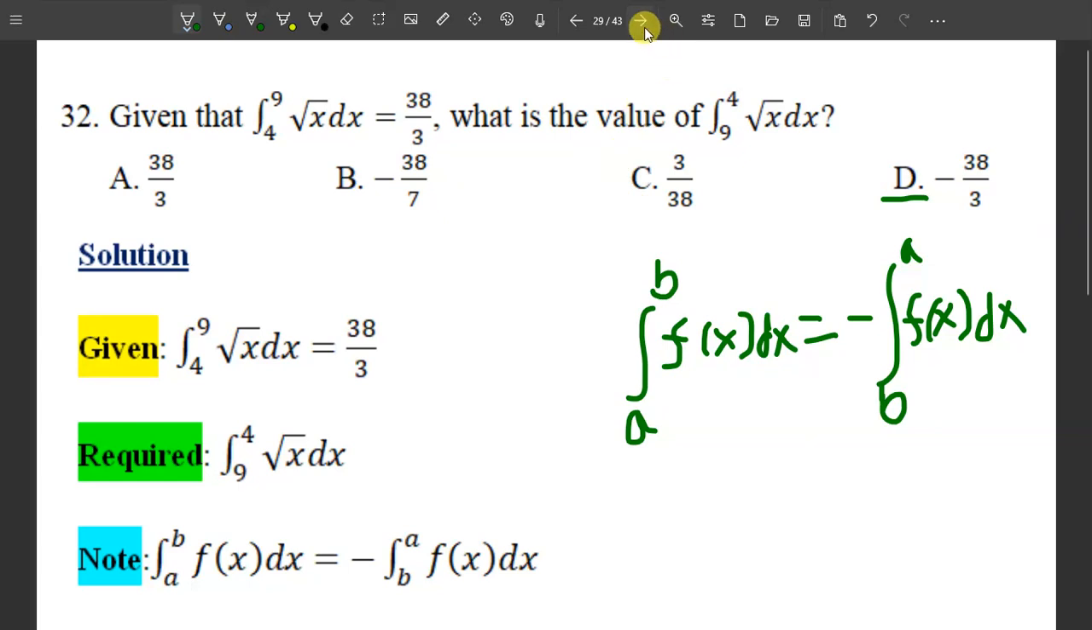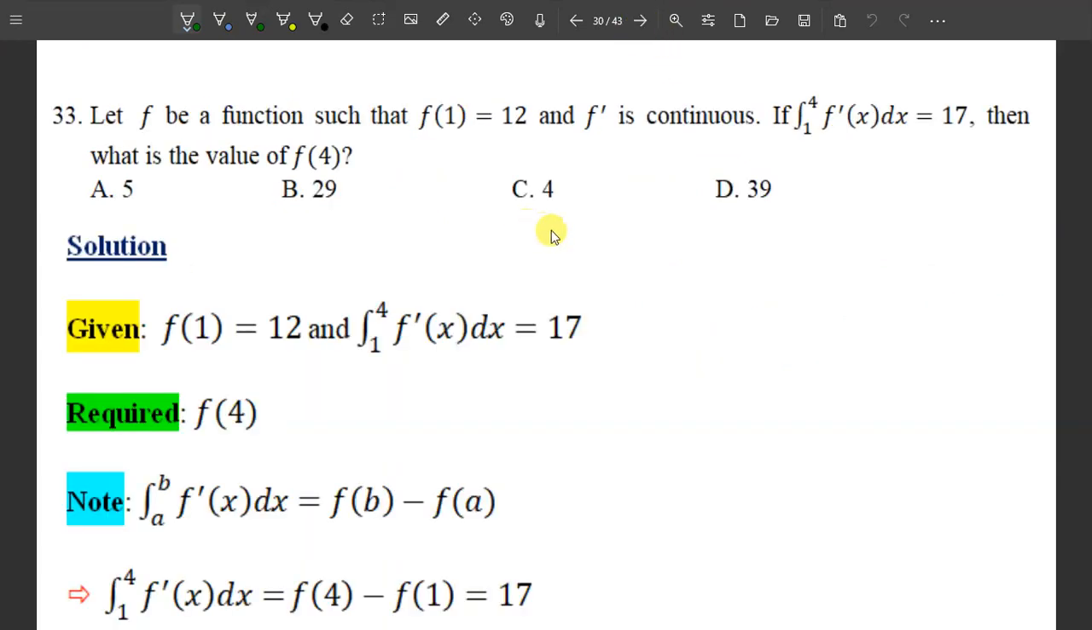Now let us turn to the next question. Question number 33.